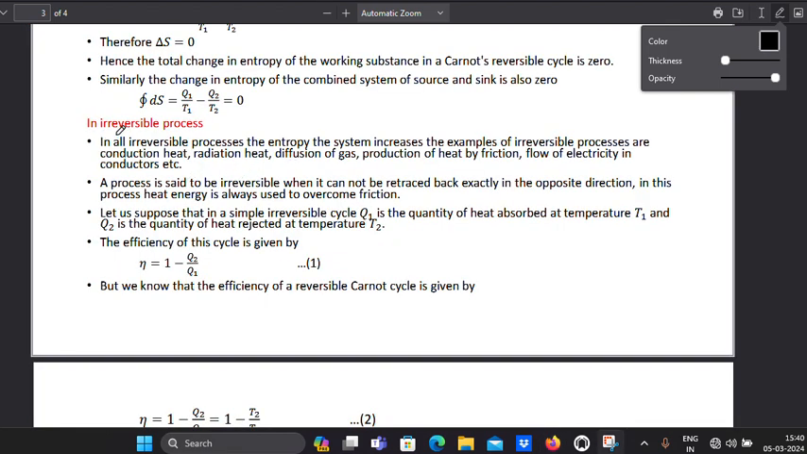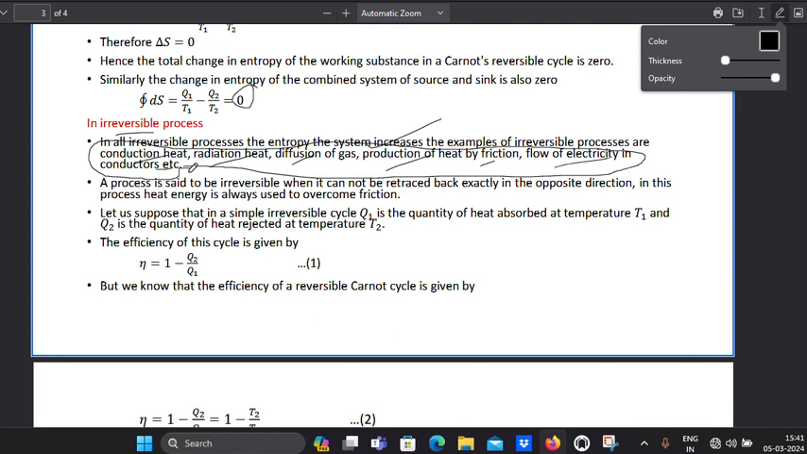And now, what about irreversible processes? In all irreversible processes, the entropy of the system increases. In an irreversible process the entropy of the system increases, but in a reversible process the change in entropy is 0. Examples of irreversible processes given here are conduction of heat, radiation of heat, diffusion of gas, production of heat by friction, and flow of electricity in a conductor. These all come under irreversible processes, meaning a process which cannot be reversed.